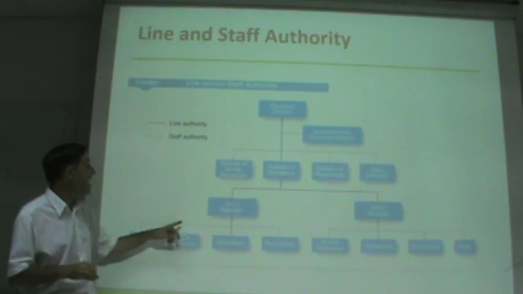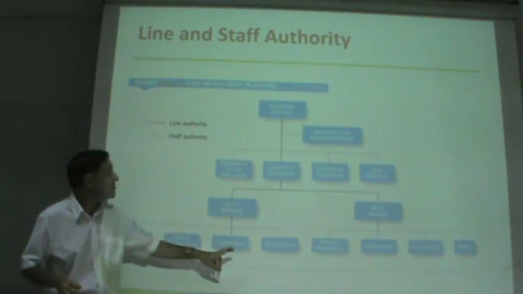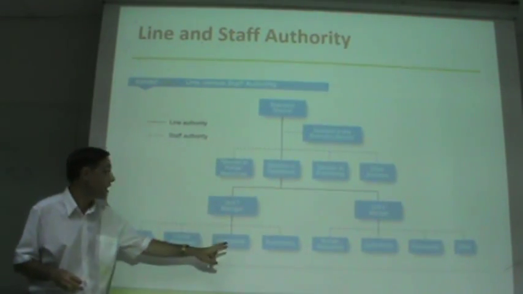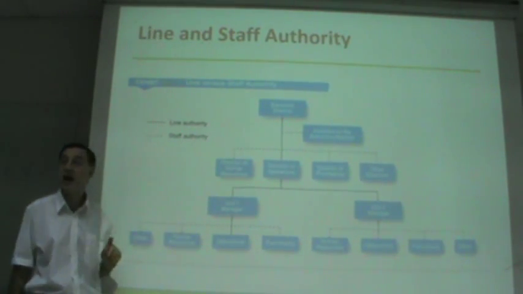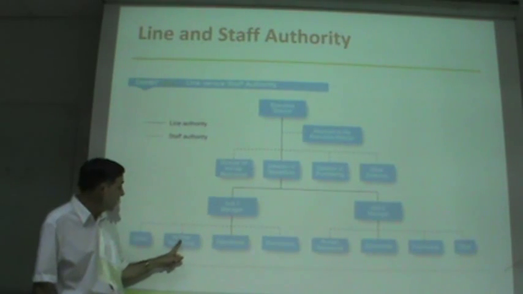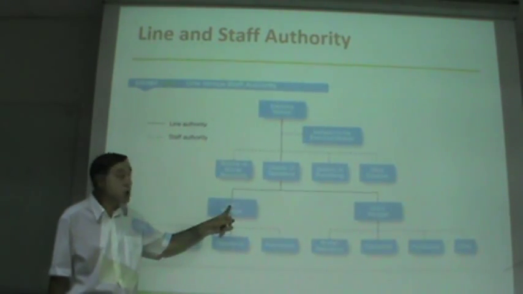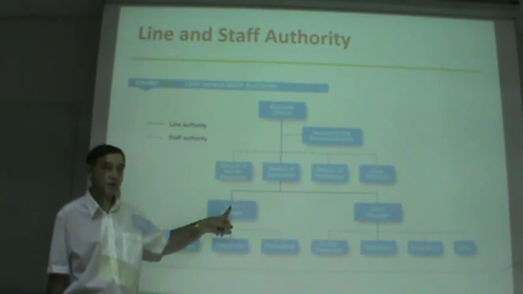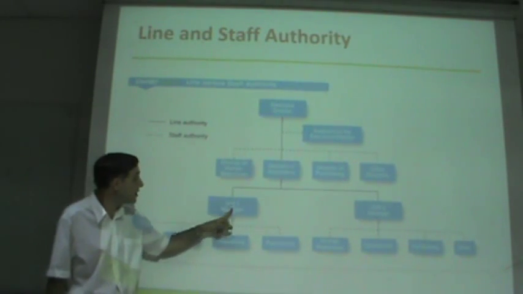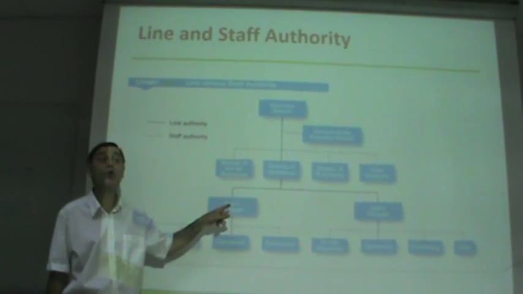And then, within the unit manager, you may have purchasing of their own, you may have their own operations, their own human resources and others. The idea is that the line shows you who you are responsible to, who you are reporting to, okay? This shows you your line of responsibility or reporting.